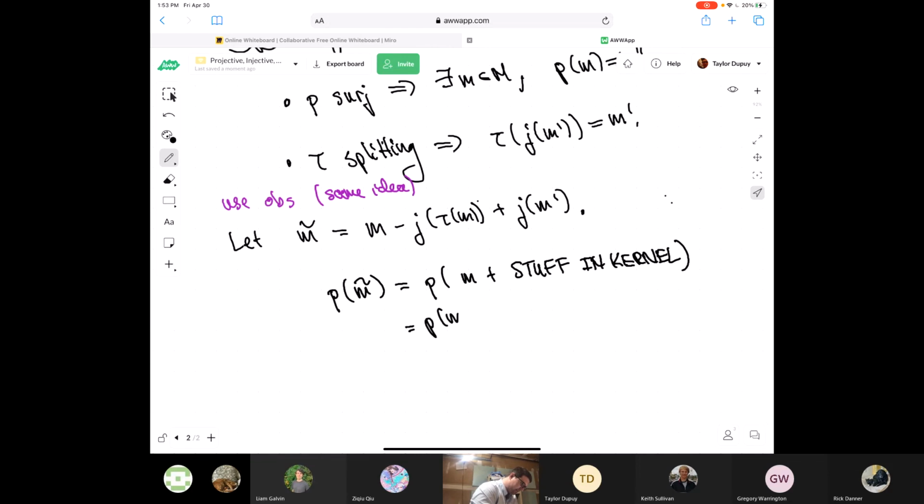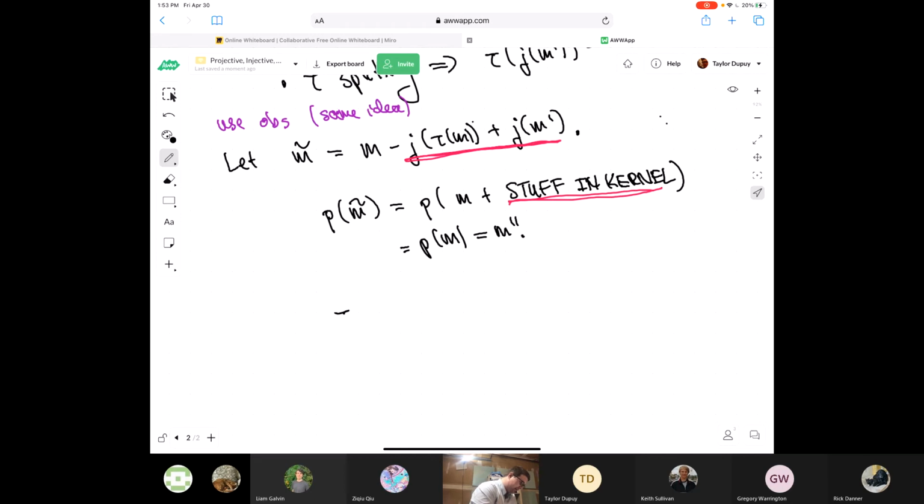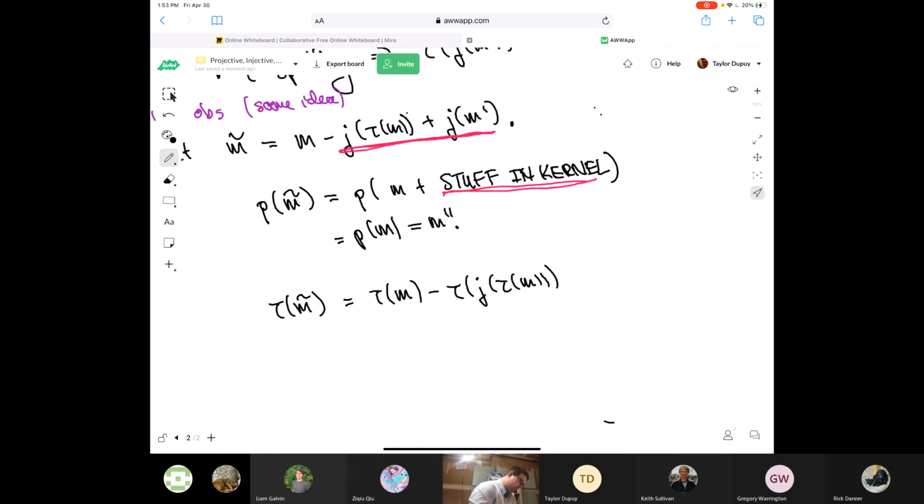Right, which is just P of M, which was M prime prime. Okay, and so the stuff in the kernel, that's when I'm talking about this stuff. Okay, similarly, tau of M tilde. So we have tau of M minus tau of J of tau of M. Okay, so that's why we wanted to do this, because we're going to get some cancellation here, plus tau of J of M prime.